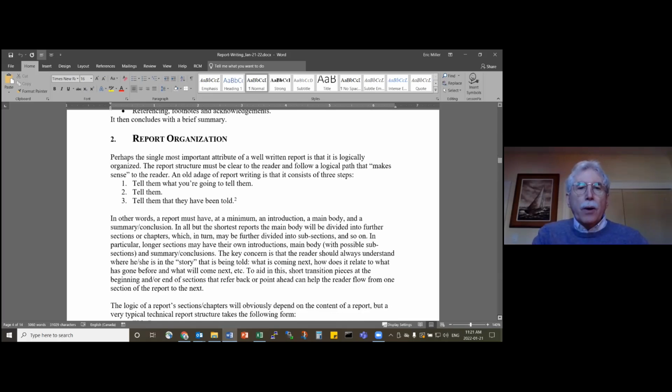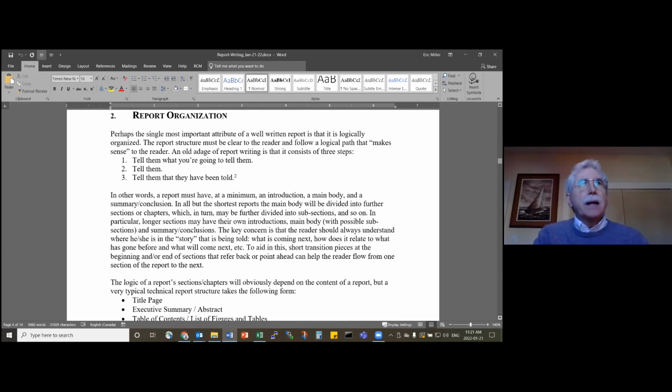So certainly report organization is very important. Every report is a story. You're trying to convey a message, a narrative to people. So that story has to make sense to people. It has to flow from beginning to end. It has to be motivated. It has to tell people what they're expecting, what they're hoping to hear, and so forth.